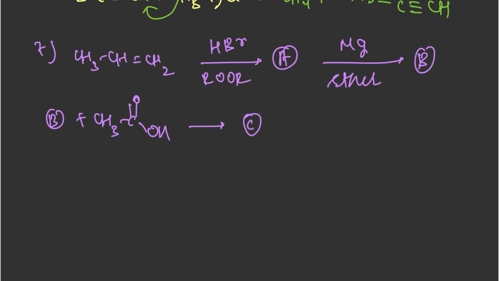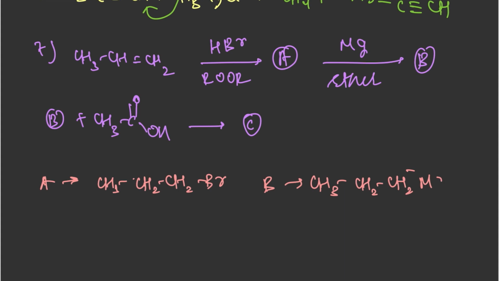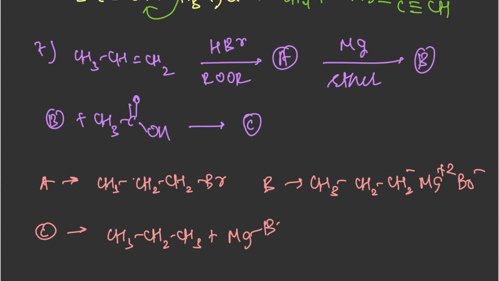Now what are A, B and C? Try to answer by your own. A is anti-Markovnikov addition. A will be CH3CH2CH2Br. B is the Grignard reagent. C is the Zerewitinoff reaction product, with MgBrOC(=O)CH3.